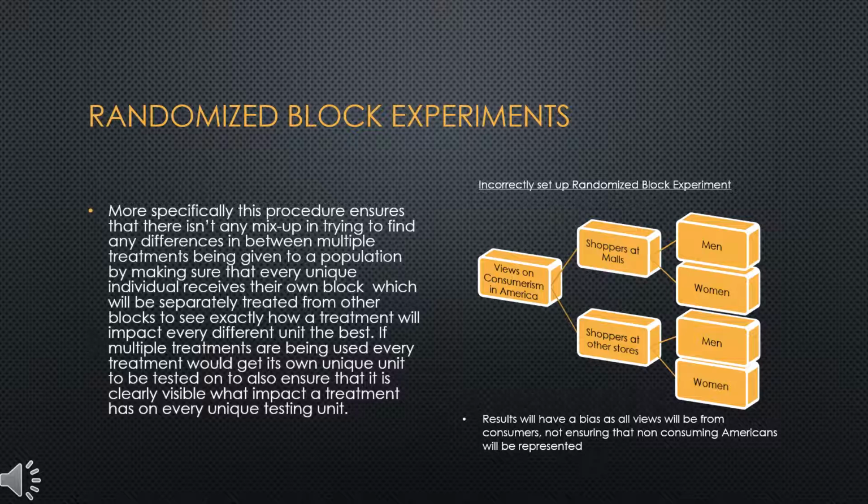The way to set up your experiment would be to actually divide up the population that you are either surveying or testing, and then break up the population into blocks that allow a good representation of the population to be impacted by the treatment or survey that you are using. This is seen here from the example that I have, where you can see that both men and women who are both shoppers and non-shoppers can have their views equally gathered about consumerism without any bias that might come along with it.